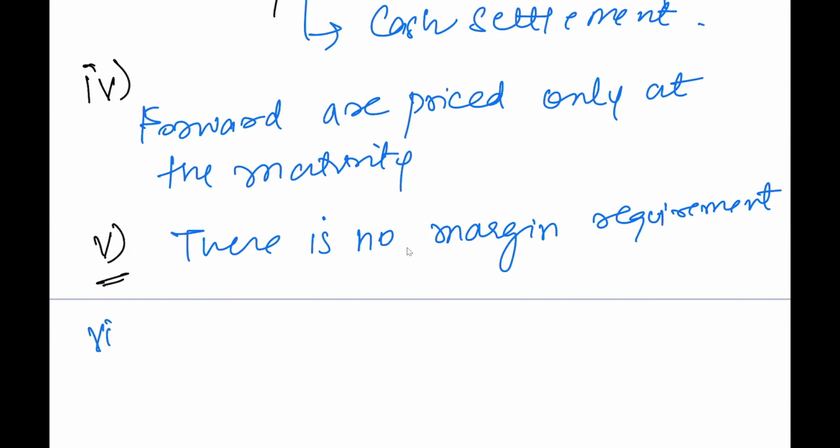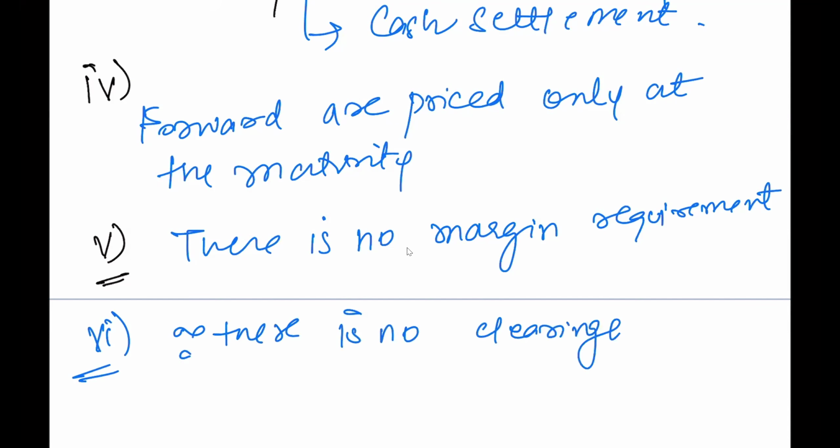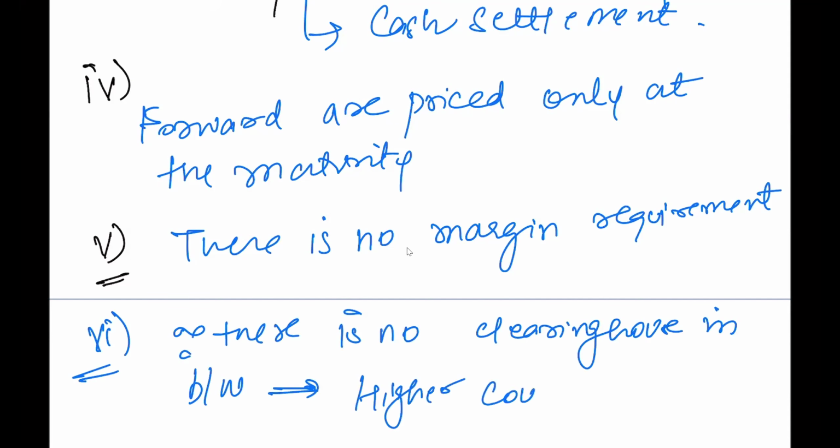And the last thing is, since there is no clearinghouse in between, forward contracts have higher counterparty risk.